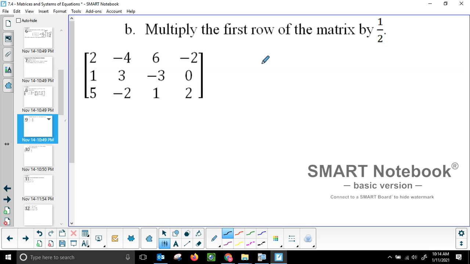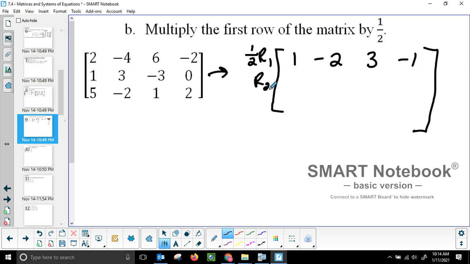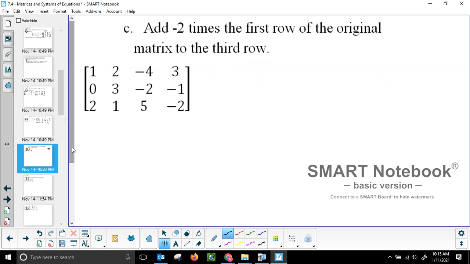All right, multiply the first row of the matrix by 1/2. Well, no big deal here. So all I have to do is 1/2 times row 1. So I would get 1, -2, 3, -1. And we don't do anything to rows 2 or 3, so we would just keep those the same: 1, 3, -3, 0, and 5, -2, 1, 2. So these are just very straightforward operations here.